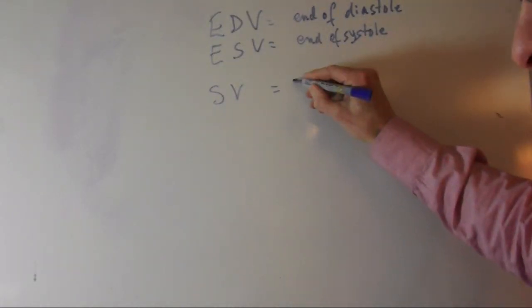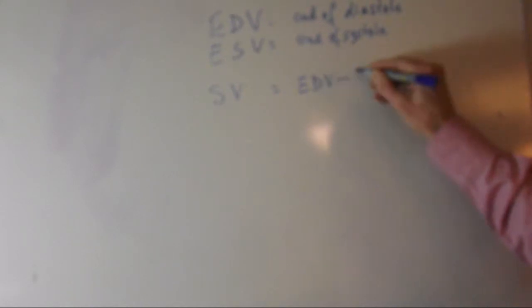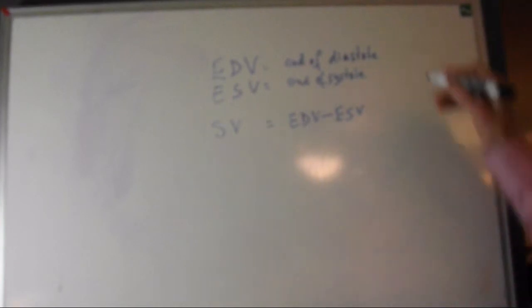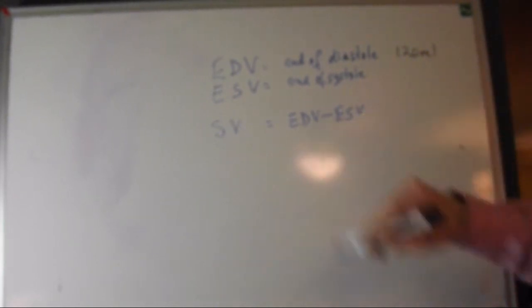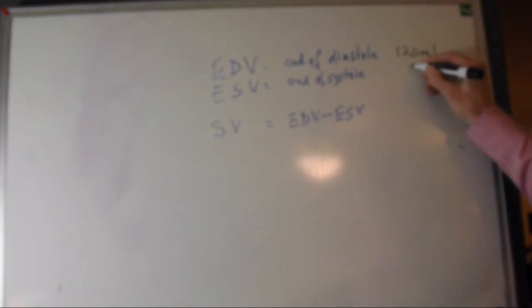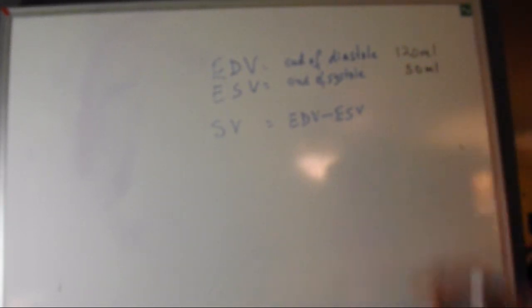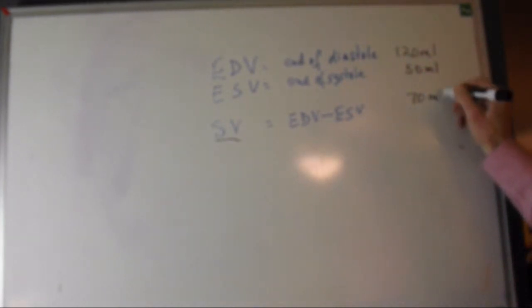Stroke volume is the amount of blood ejected by the heart in a cardiac cycle or a heartbeat, and it is the difference between end diastolic volume and end systolic volume. For example, if the volume in the heart at the end of diastole is 120 milliliters, and the volume in the heart at the end of systole is 50 milliliters, your stroke volume will be 70 milliliters.